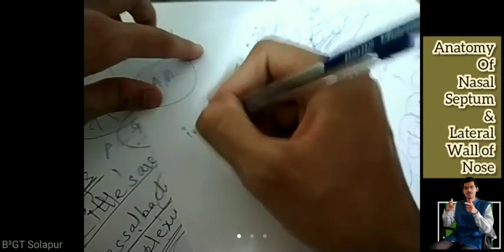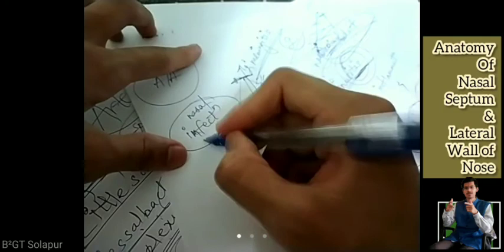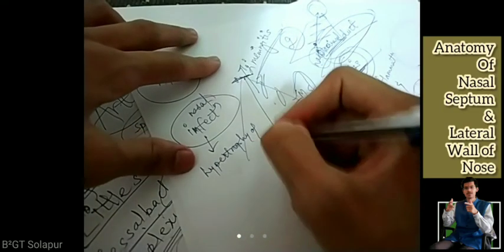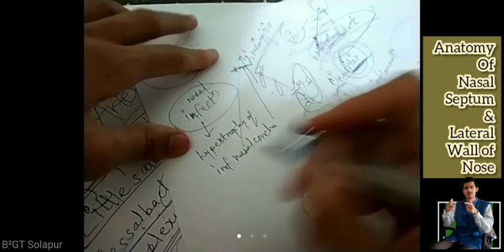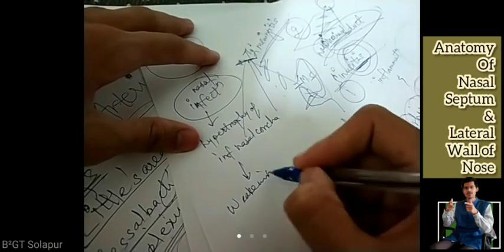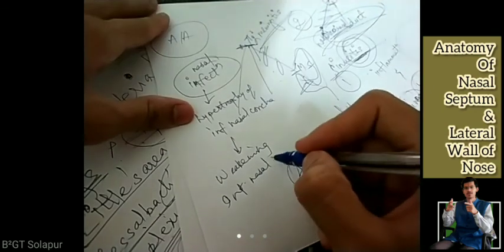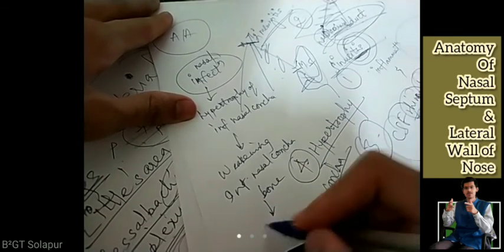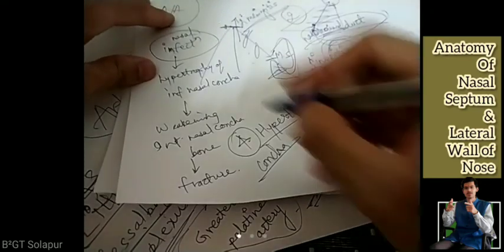See, there is infection, persistent infection, there are n number of infections, okay, nasal infection. Because of that, what happened? Hypertrophy of the inferior nasal concha, and this will lead to weakening of the inferior nasal concha bone, which will lead to its fracture. Simple to understand. Understood. These are the four important points.